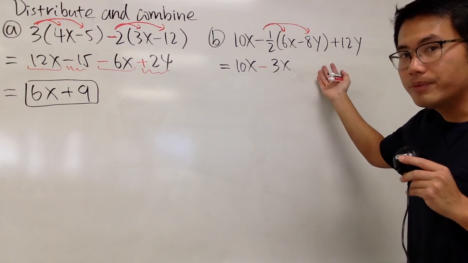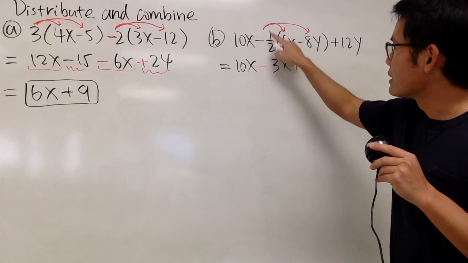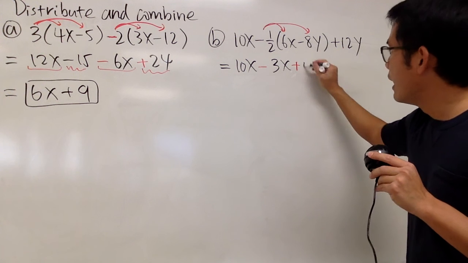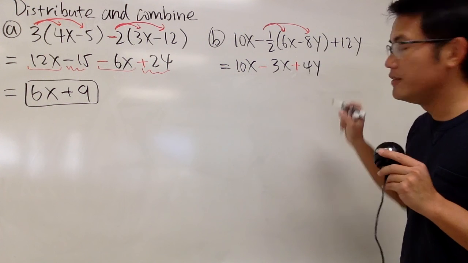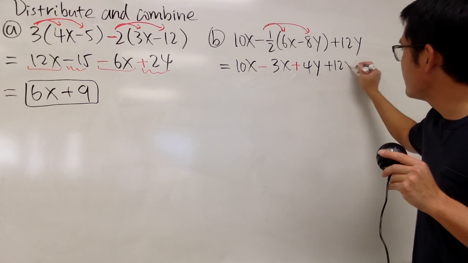And then you continue. Negative times negative, that will give us positive. And you ask yourself, what's half of 8? Half of 8 is 4. And then you have the y term, so just leave it like this. And then right here, we have the plus 12y. We just write it down.